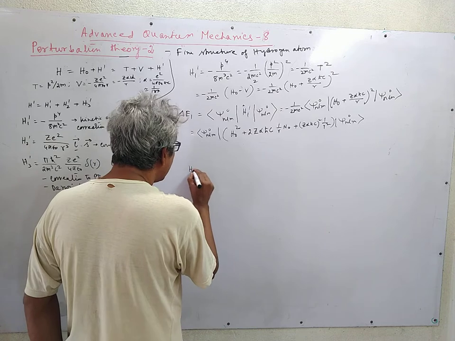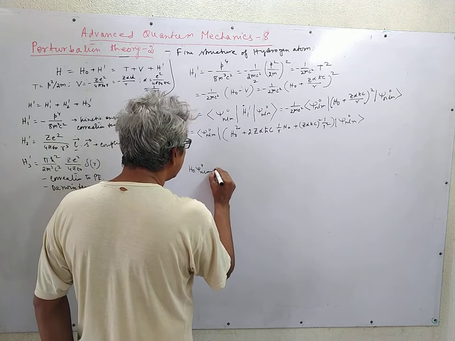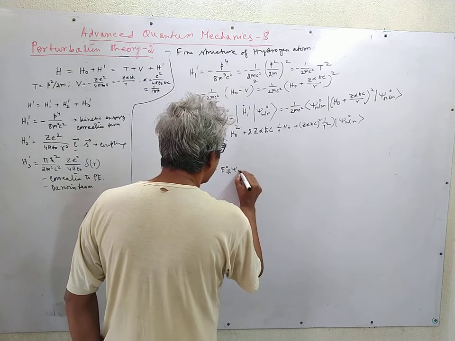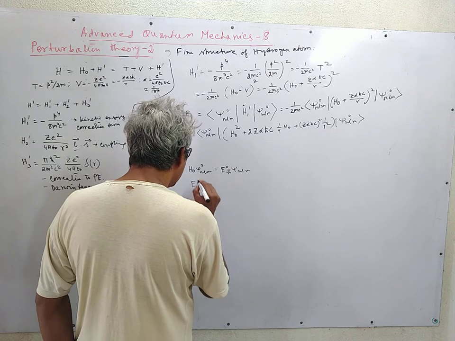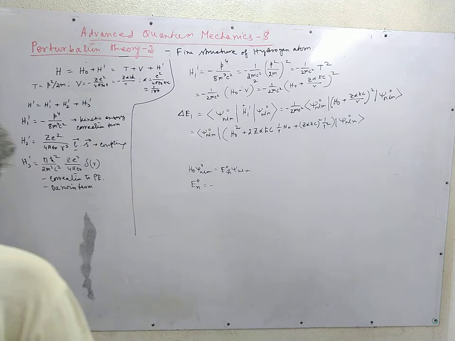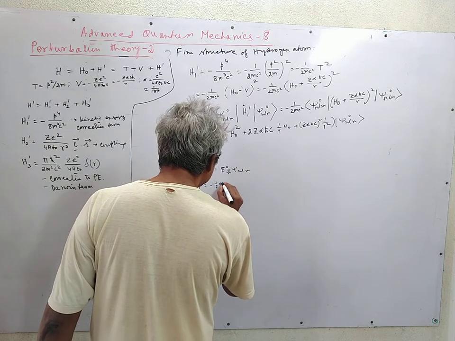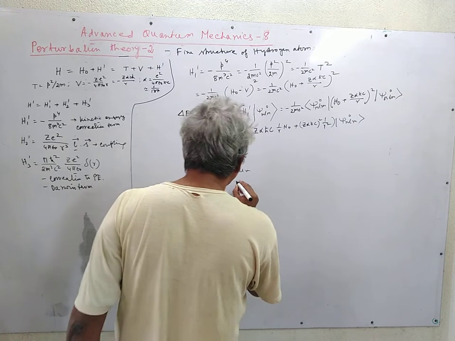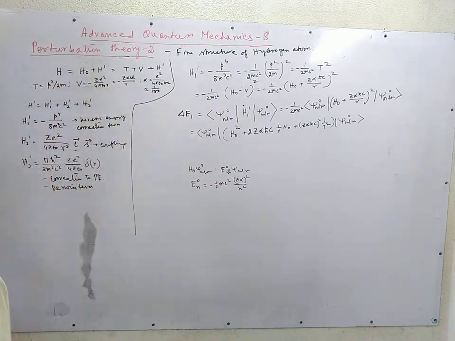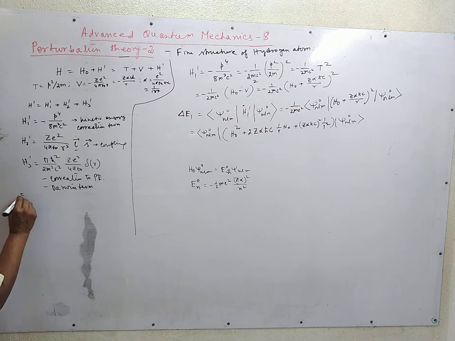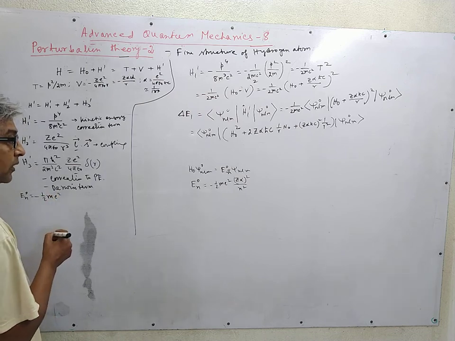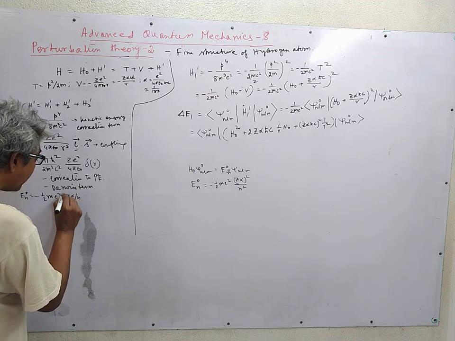Now H0 operating on psi NLM 0 gives you En0 times psi NLM, where En0 is minus half mc square Z alpha square, fine structure constant, upon n square. So En0 is the Bohr energy as per Bohr's theory or as per Schrödinger non-relativistic theory.